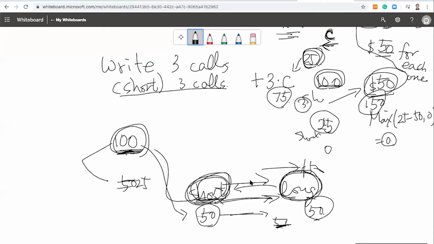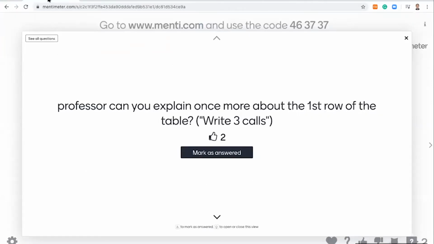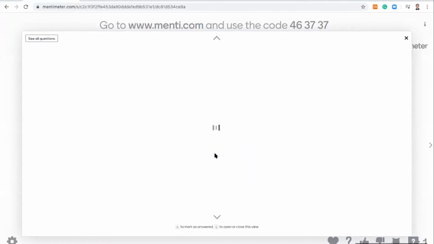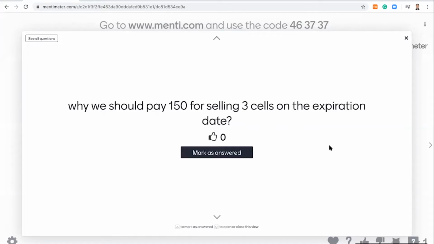I hope you can understand. And if you don't, then just ask me some more. Okay, Mark has answered. And what else? Okay, why should he pay 150 for selling 3 shares? Yeah. This is what I explained. And go back to the question.